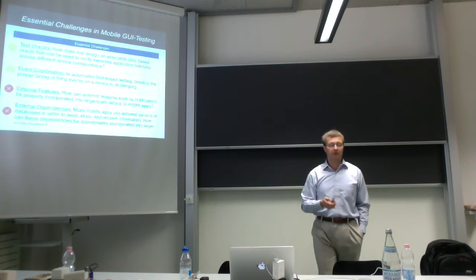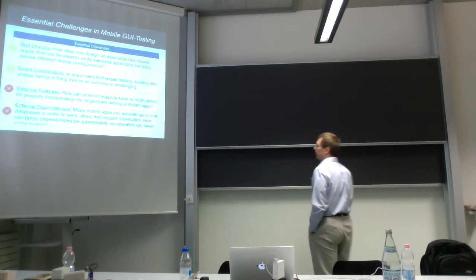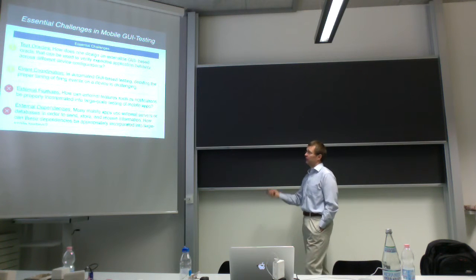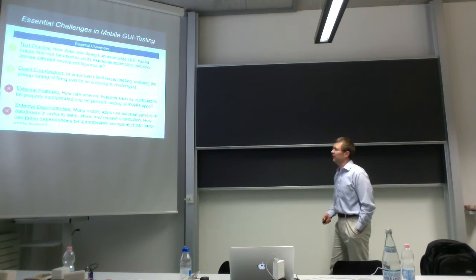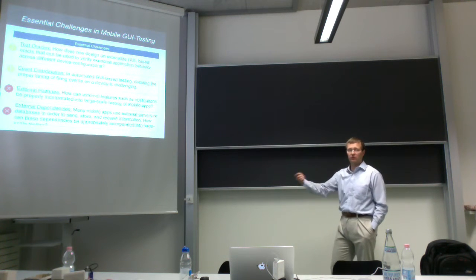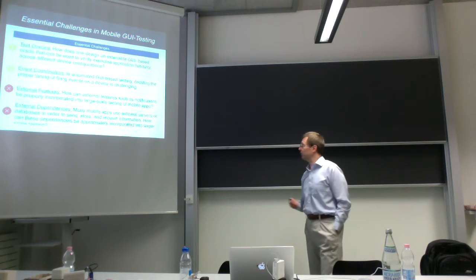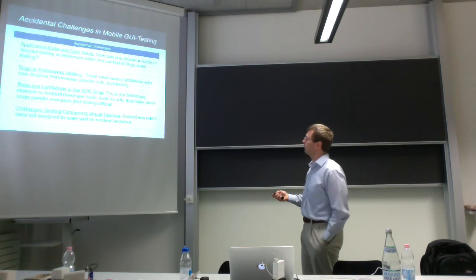Problems that we don't have reliable solutions for right now are: how do you deal with external features? How can external features such as notifications be properly incorporated into large-scale testing of mobile apps? Or how can you deal with external dependencies, where mobile apps use some servers or services or databases in order to receive and communicate information? And how can these dependencies be properly incorporated into large-scale testing?